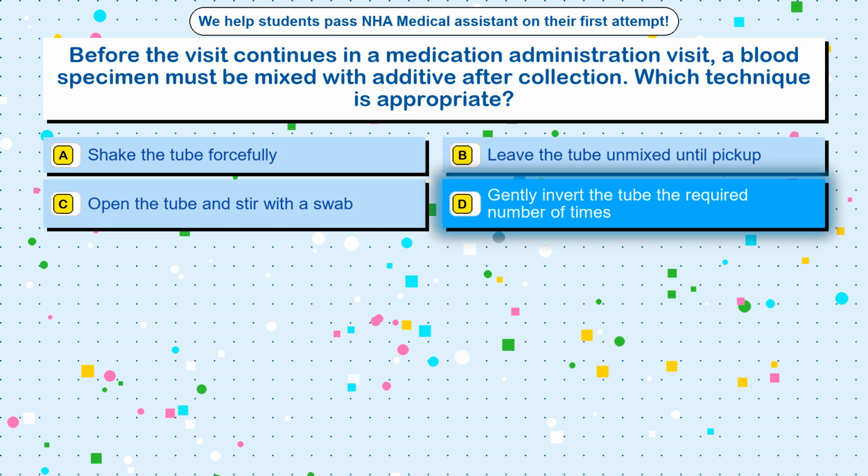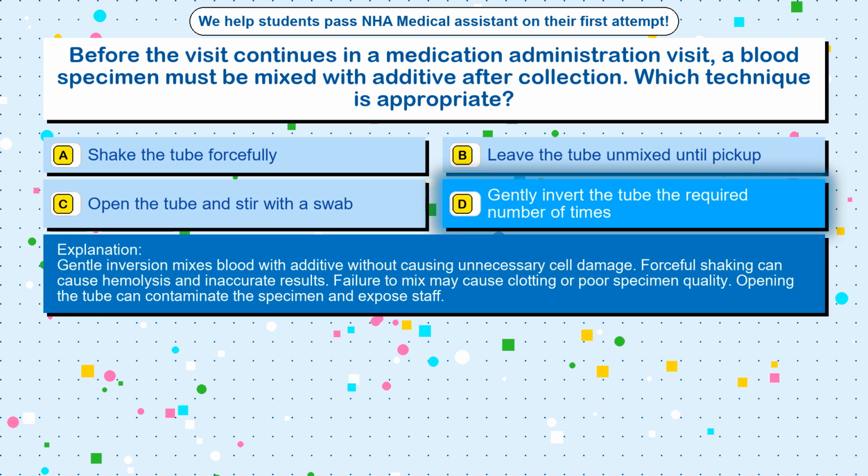Gently invert the tube the required number of times. Gentle inversion mixes blood with additive without causing unnecessary cell damage. Forceful shaking can cause hemolysis and inaccurate results. Failure to mix may cause clotting or poor specimen quality. Opening the tube can contaminate the specimen and expose staff.